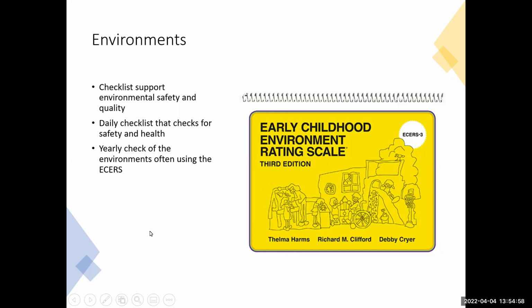I wanted to show you guys the ways that we use checklists for observations. And one of them is called the Early Childhood Rating Scale, or ECHRS is the acronym. We love checklists to support environmental safety and quality.